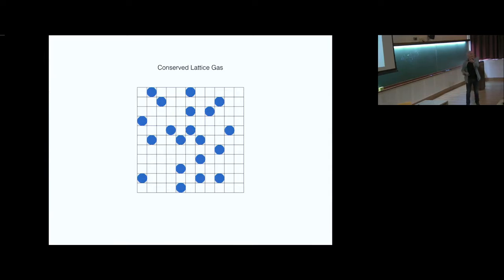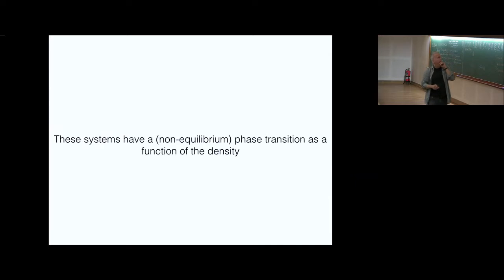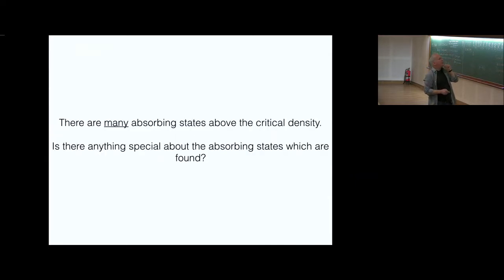And this also is an absorbing state phase transition. This is an absorbing phase right now. If I put in more than 50%, more than half filling, I have to have an activity. But once again, the phase transition is at much lower densities, even though there are many absorbing states in between the critical point and that wall of a half. There we go. I just said that.